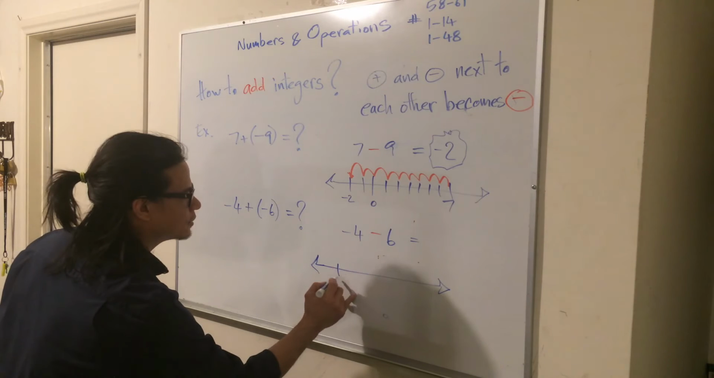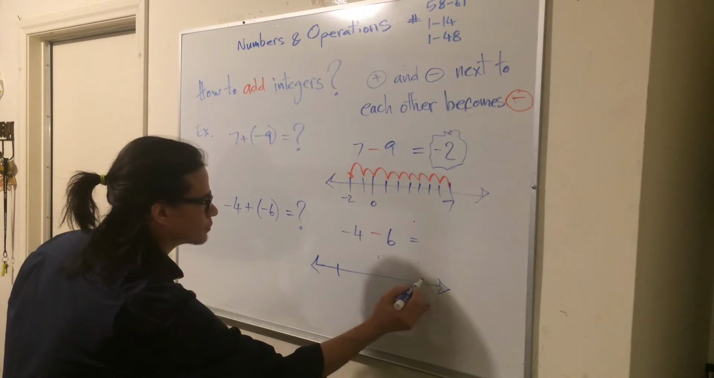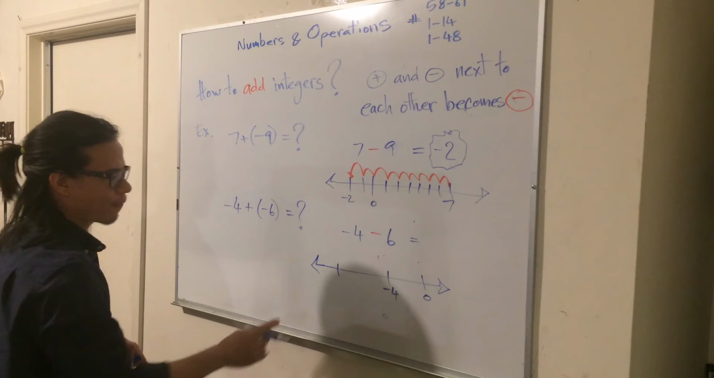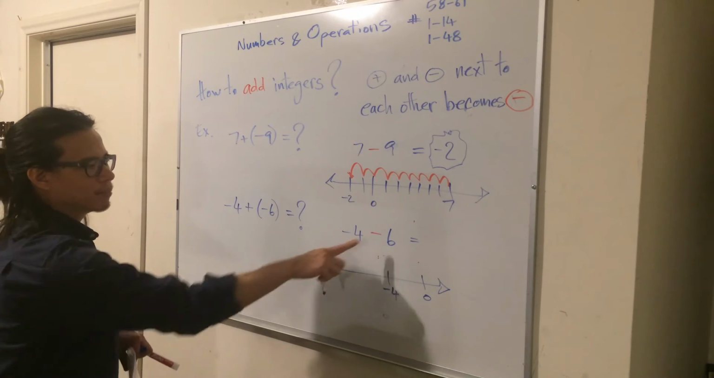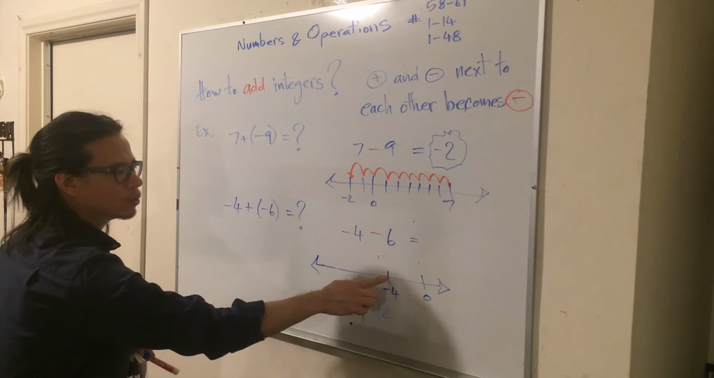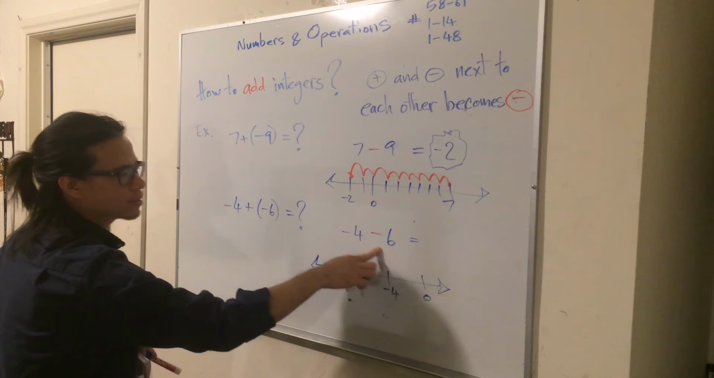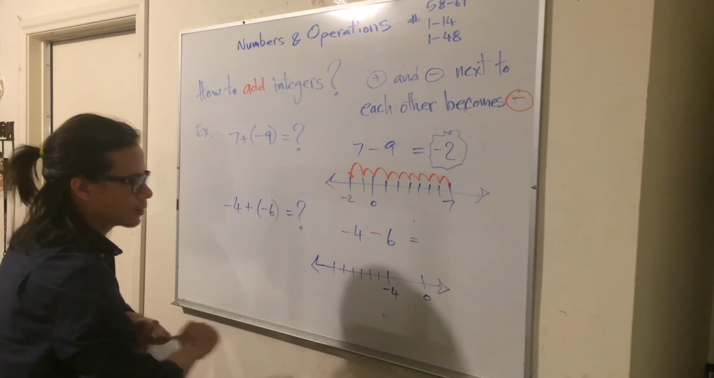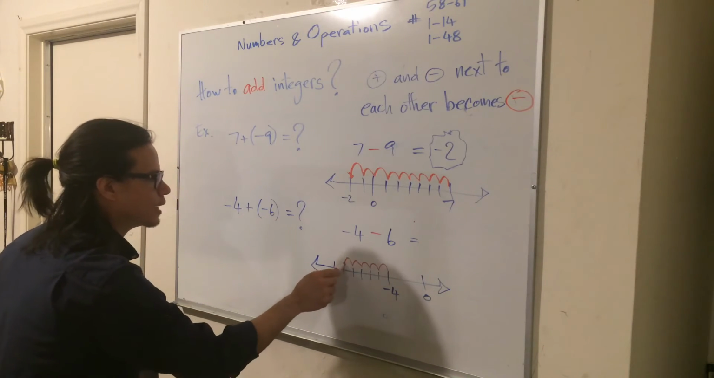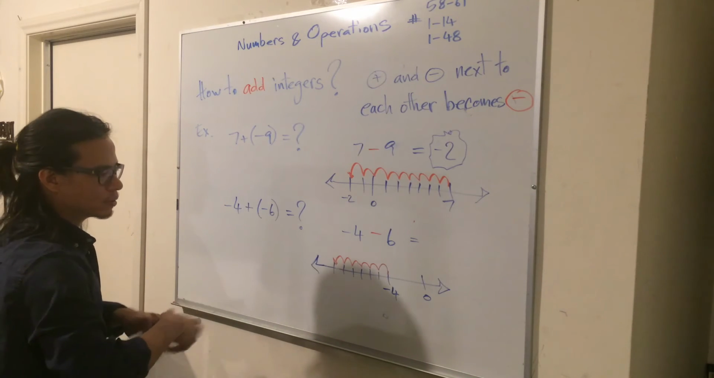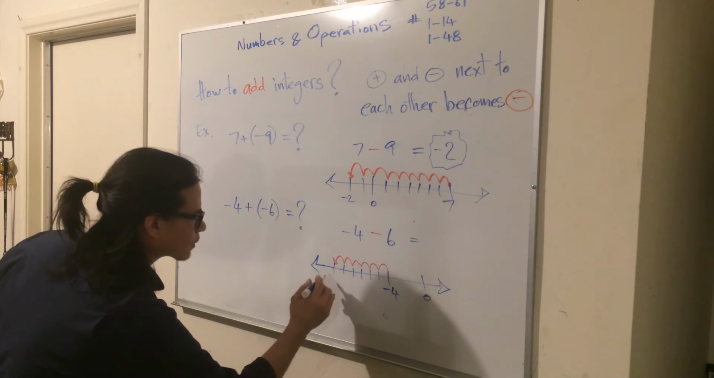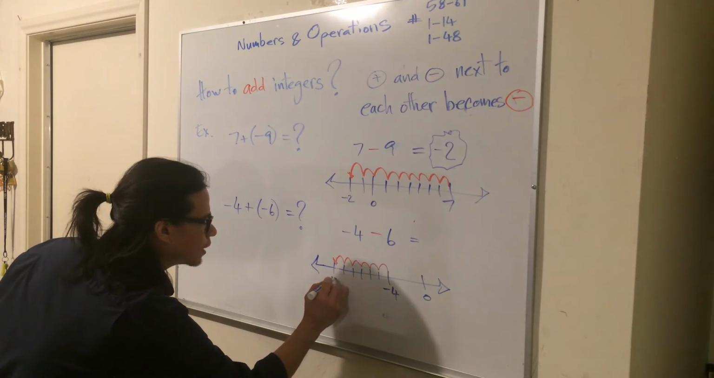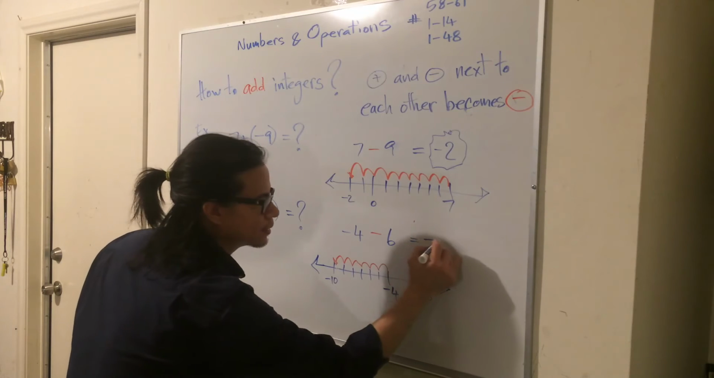Well, let's find out. Let's say 0 is here. Negative 4 is right here. Okay. Minus 6, we're going to go to the negative side. So we're going to be moving 6 units to the left. Okay, so let's count it. 1, 2, 3, 4, 5, 6. Okay, our answer is going to be, count it, negative 5, negative 6, negative 7, negative 8, negative 9, negative 10. Okay, so negative 4 minus 6 is negative 10.